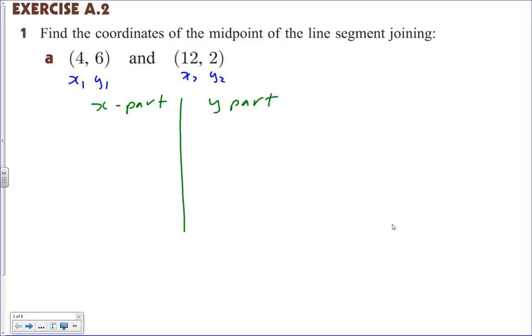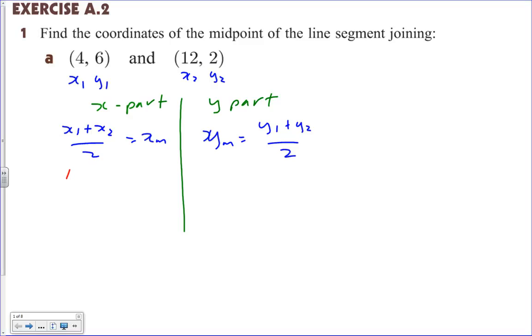So the formula for the x part is x1 plus x2 over 2. And for the y part, the y midpoint is going to be y1 plus y2 over 2. So substituting in, I'm going to do the x first and then the y. That's the way I usually work.